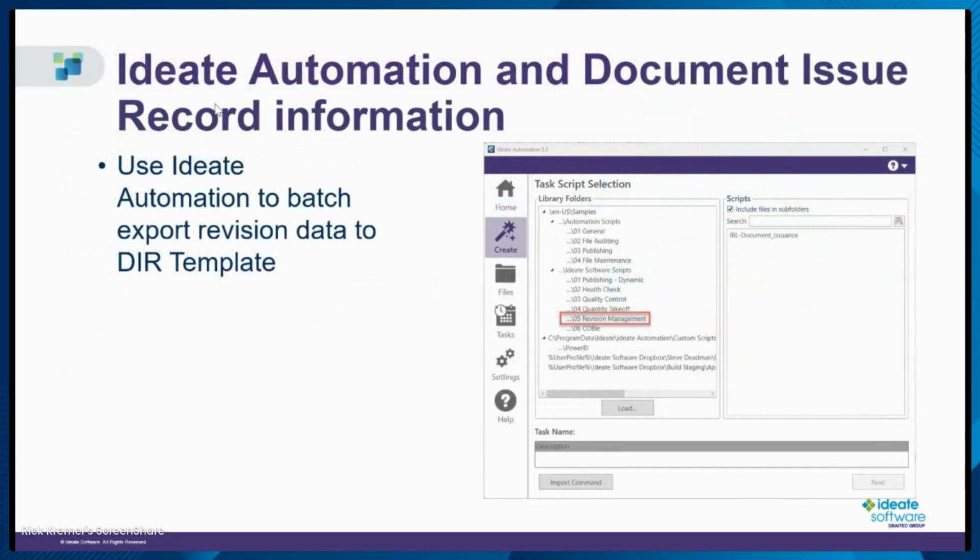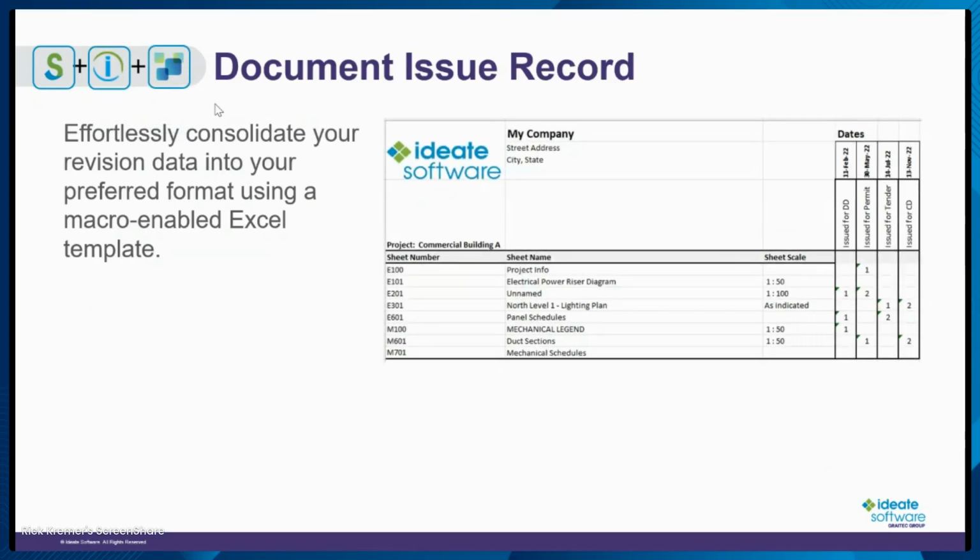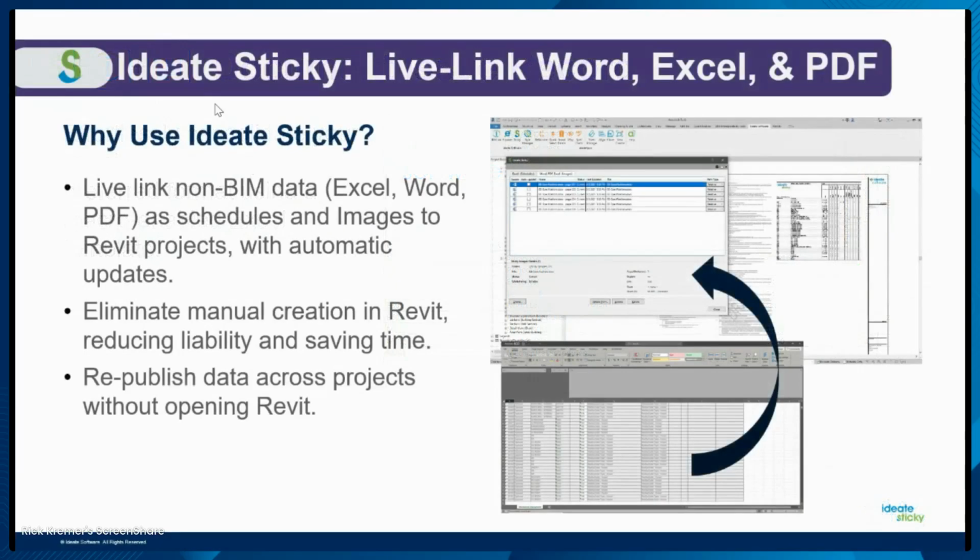So now let's take a look at how we can combine Ideate Automation to create that document issue record information. Here, we're going to basically run a script through our Ideate Automation to look at document issue records. And we're going to create a new template for that. So how are we going to do this? Well, we're going to combine Sticky, Ideate BIMlink, and Ideate Automation to create our document issue record, to create a document, in this case, something like this, where we'll have a spreadsheet in the way that we want it formatted and bring that in using Sticky into our cover sheet.